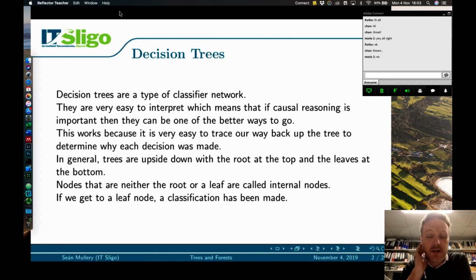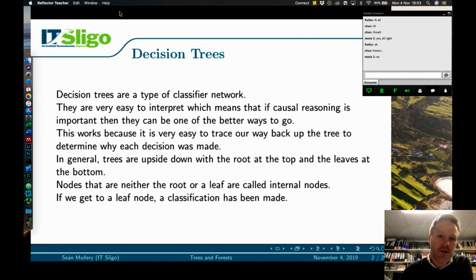So, causal reasoning is this idea where we want to know what is the reason for, and what has caused some particular output. And you can imagine that in mission critical systems like autonomous vehicles, if something occurs, we want to know why it has occurred. That's not always that easy when it comes to some of the more complex networks like neural networks, but these decision trees are particularly good when it comes to these mechanisms. So this works because it's very easy to trace our way back up the tree to determine why each decision was made. So it's very logical in that way.